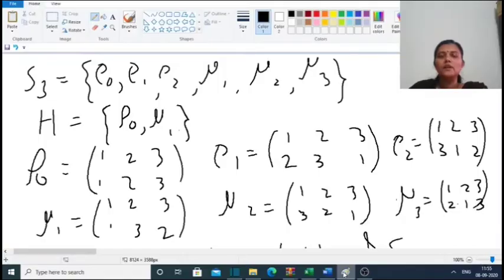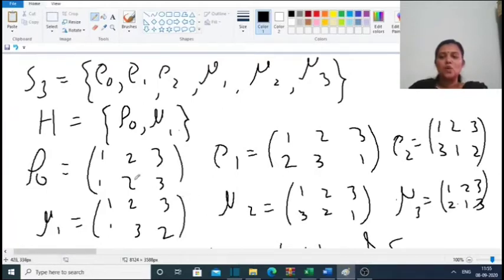And we did 2-3 examples. Given S3 equal to {rho 0, rho 1, rho 2, mu1, mu2, mu3}, the symmetric group of 3 letters, and a subset H equal to {rho 0, mu1}, we have to find the right and left cosets of H, and we have to show that they partition S3. So first we have to write the elements of S3.